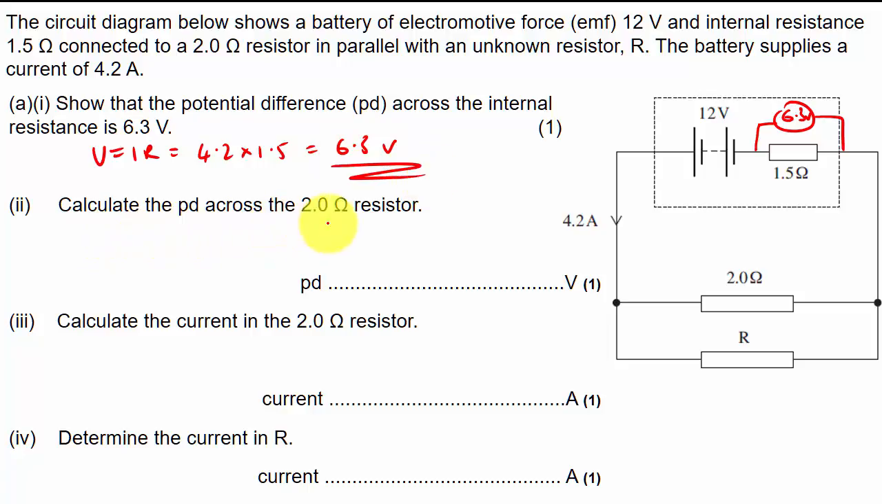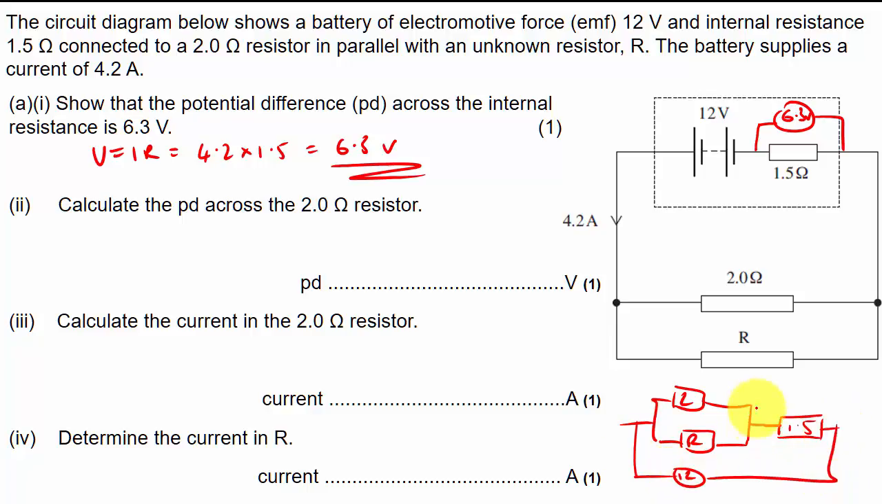Next step, calculate the potential difference across the 2 ohm resistor. Essentially, this internal resistance is in series with these other two resistances. I could redraw this circuit diagram like this: 1.5 ohms, then your 2 ohm resistor and this unknown resistor here, and there's a voltage across them of 12 volts. And we know that the voltage across this bit is 6.3.